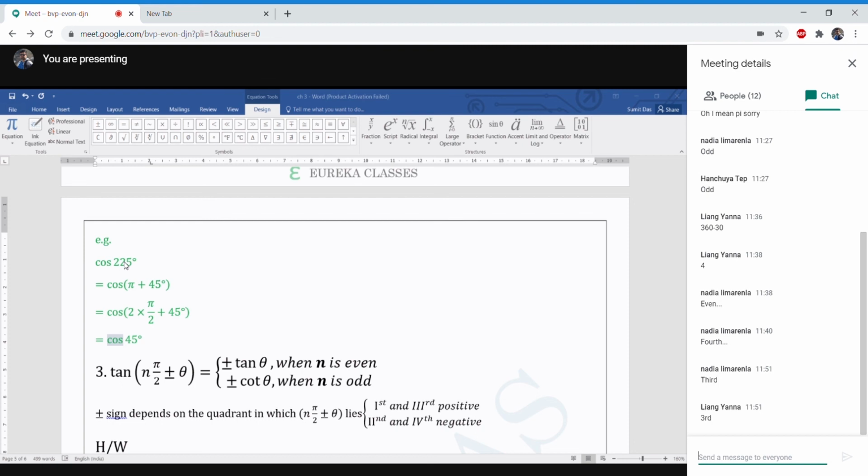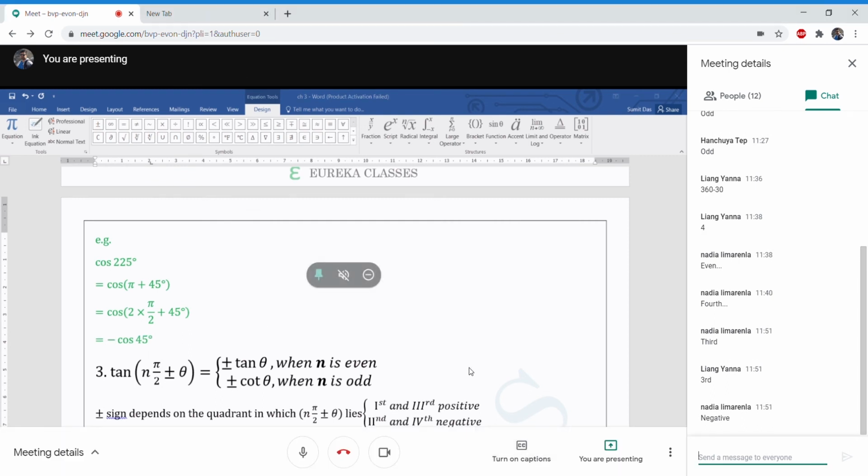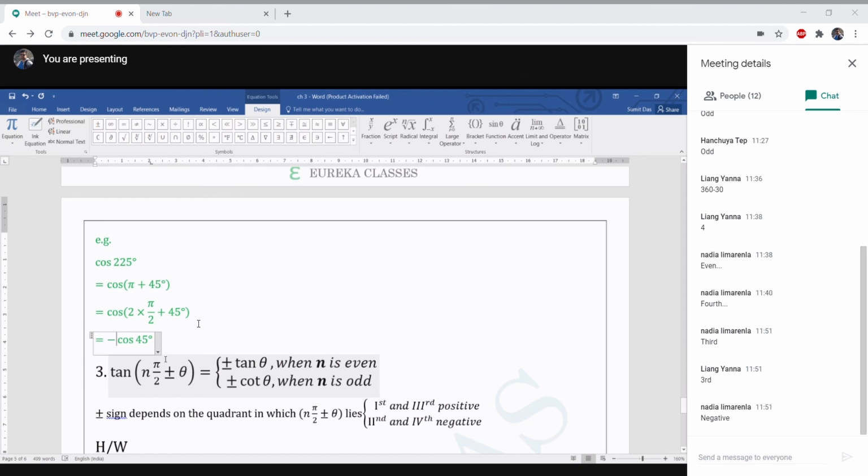Yeah, third quadrant. Not fourth quadrant, it is in third quadrant, right? In third quadrant, is cos negative or positive? This answer will be minus cos 45 degree, which is equal to minus cos 45 value is what?